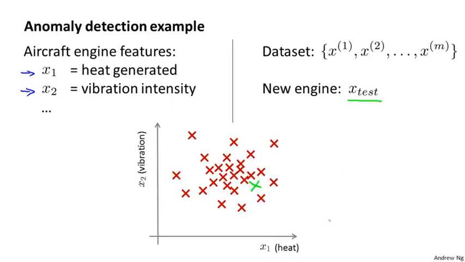So if your new aircraft engine looks like a point over there, well, that looks a lot like the aircraft engines we've seen before, and so maybe we'll say that it looks okay. Whereas if X test were a point out here, so if X1 and X2 of the features of this new example X test were all the way out there, then we would call that an anomaly, and maybe send that aircraft engine for further testing before we ship it to a customer, since it looks very different than the rest of the aircraft engines we've seen before.